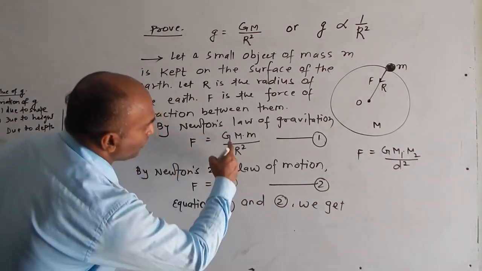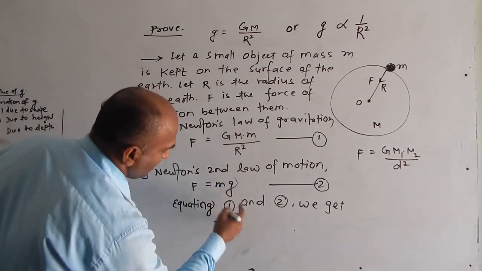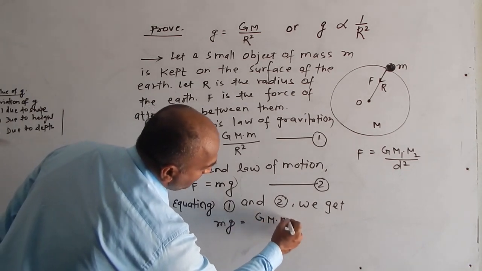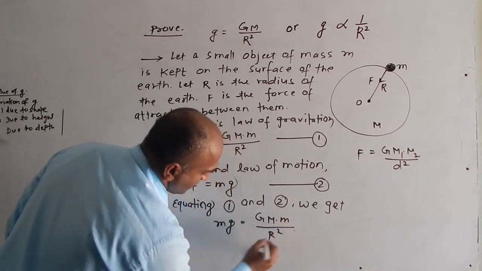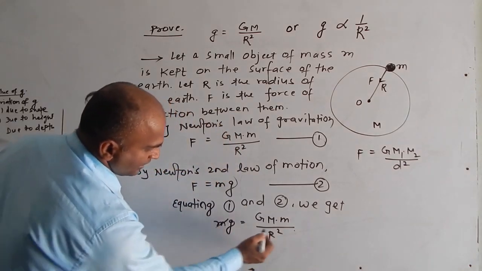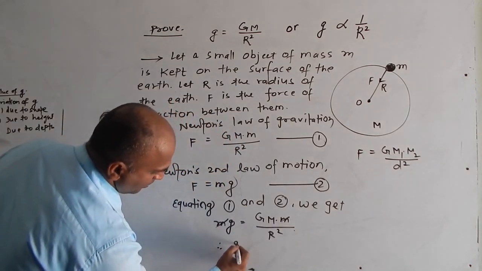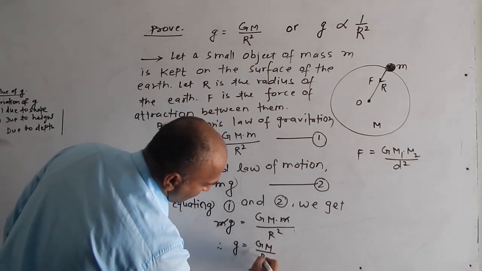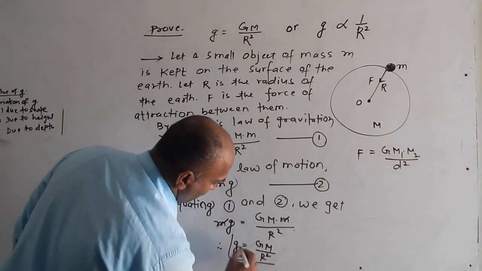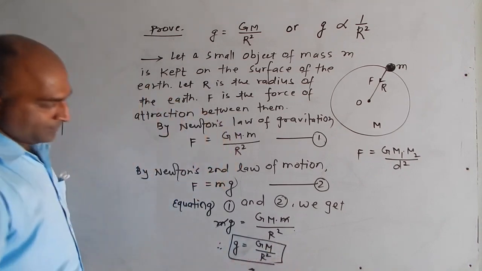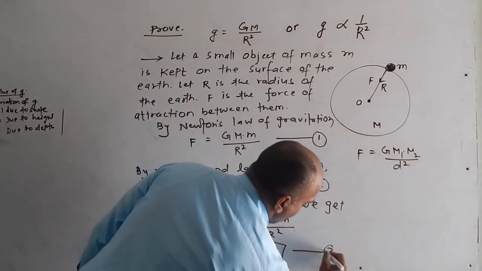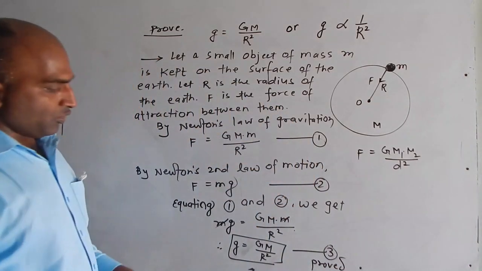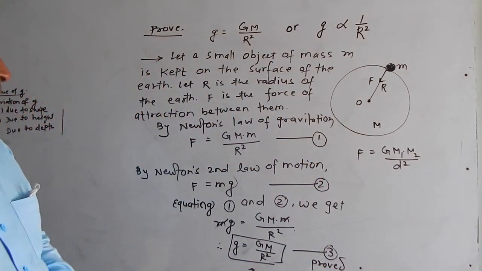GMm by R square equal to mg. So we can write mg equal to GMm by R square. Cancelling small m from the left side and right side, we get g equal to GM by R square. This is the value of acceleration due to gravity. Hence, we can prove that acceleration due to gravity is equal to GM by R square.